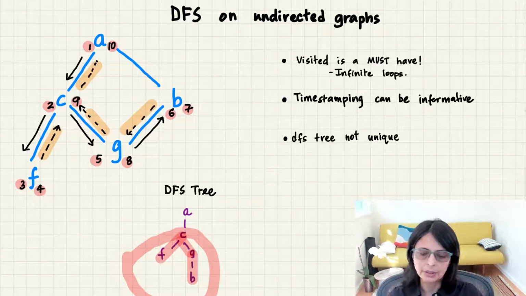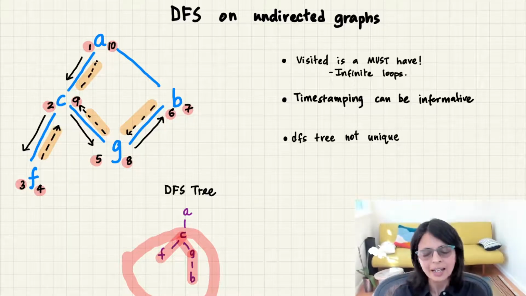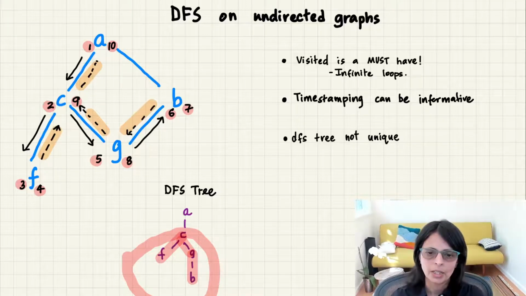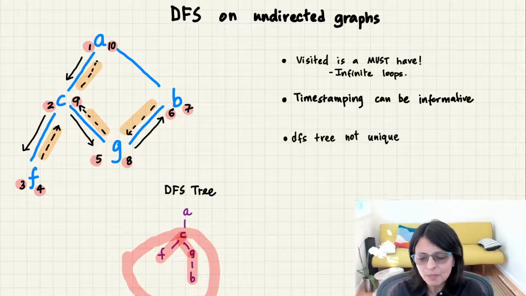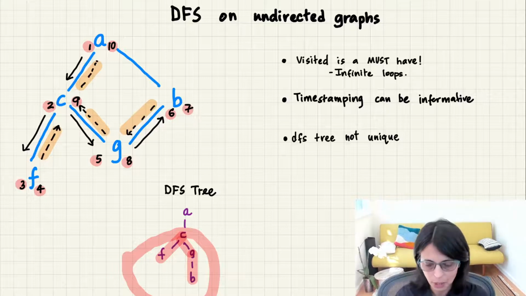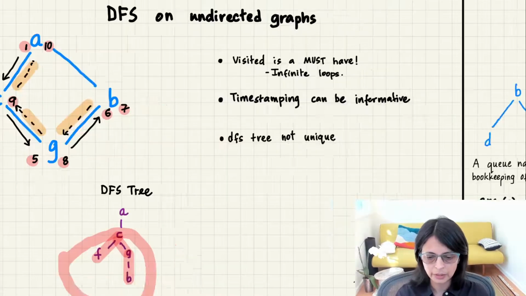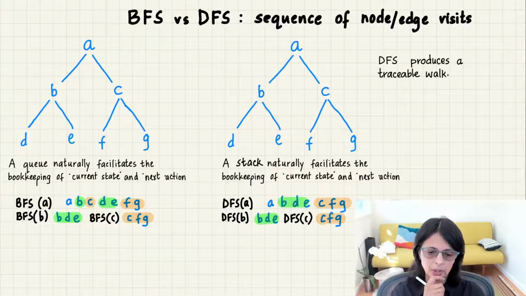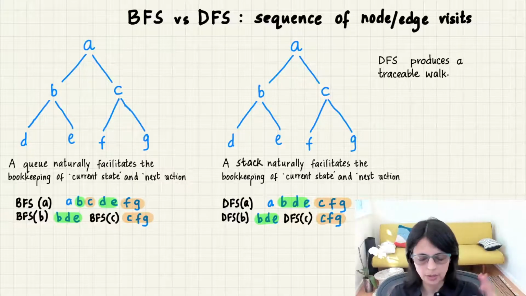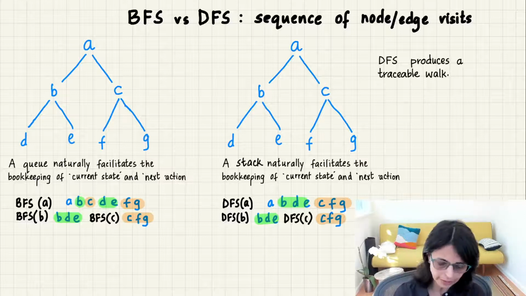I'll leave the details for you to work out, but I just wanted to point out that you shouldn't give up on timestamping just because there are cycles. It could still have some information in it, and who knows, it could be interesting for some problem out there. Okay. All right, so we looked at DFS on trees, directed acyclic graphs, directed cyclic graphs, and undirected graphs.